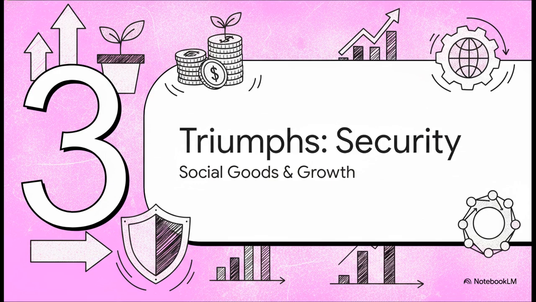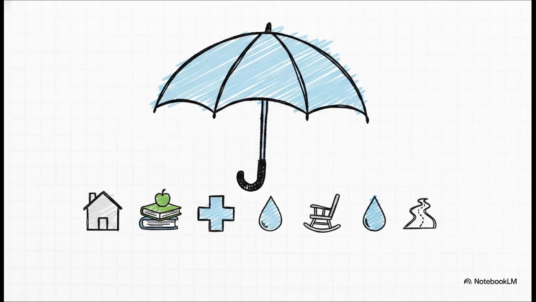Section 3. The triumphs. Security, social goods, and planned growth. Let's keep moving down our asset column and look at the massive dividends of social security and planned national growth. In a socialist system, the state is tasked with providing a massive umbrella of basic facilities to absolutely every citizen. We are talking about guaranteed free housing, free education, comprehensive public health care, and reliable old-age pensions.